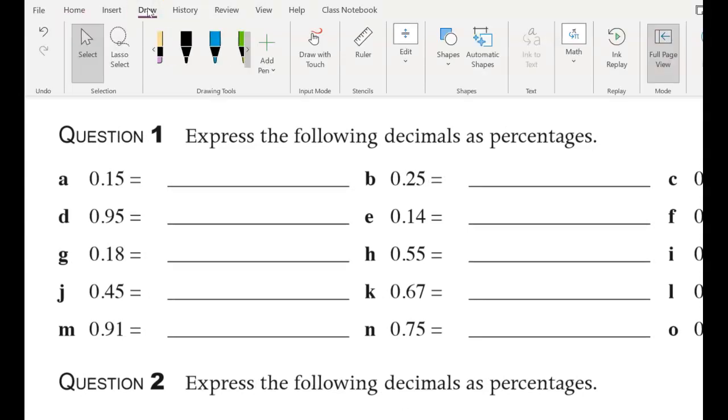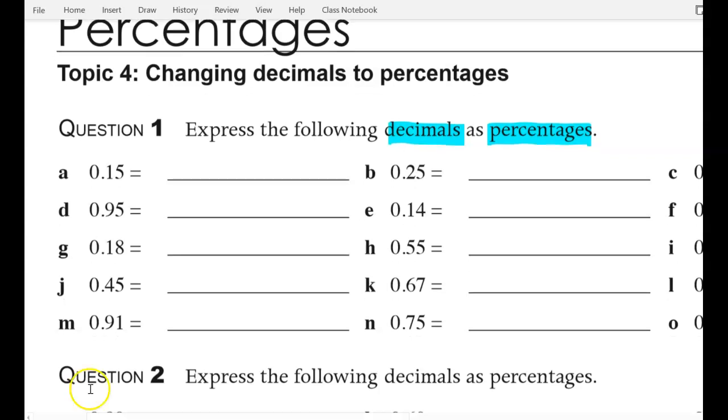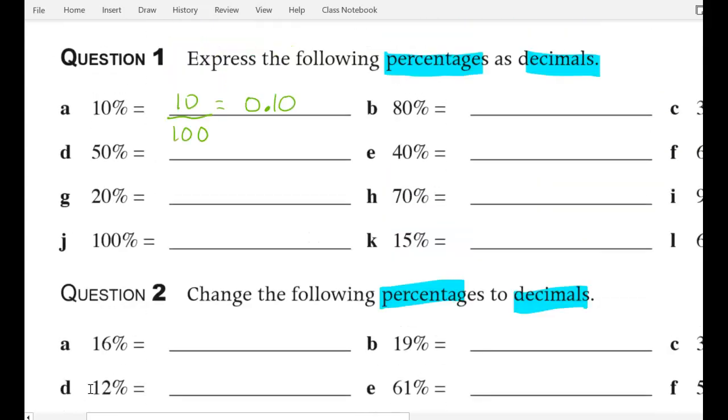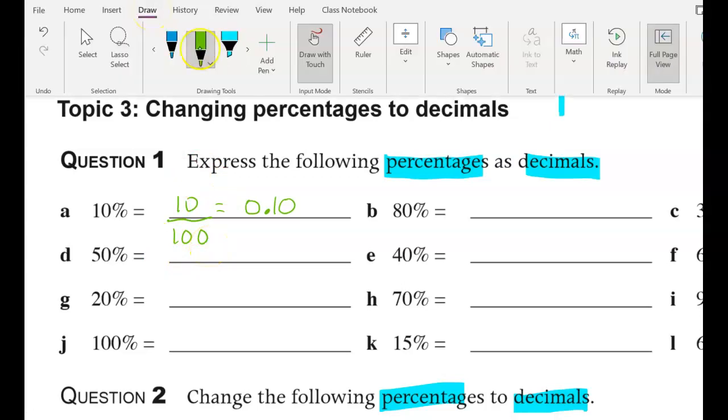So if I highlight what we want to do again, express the following decimals as percentages. So they are decimals, and we want to get to percentages. We're basically going to go backwards to part 3 up above. Quickly have a look at what we did up above. We were going to decimals, and then we divided things by 100 up here, didn't we? We went divide by 100.